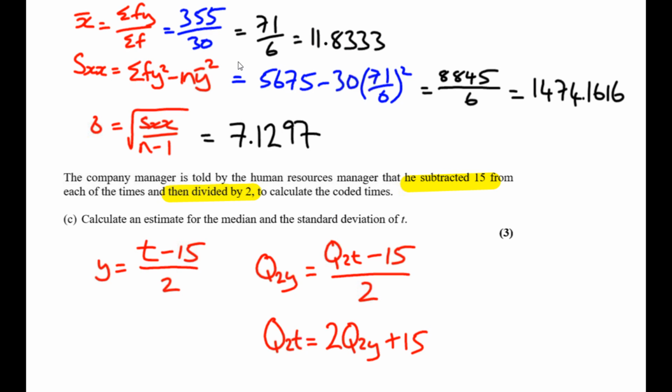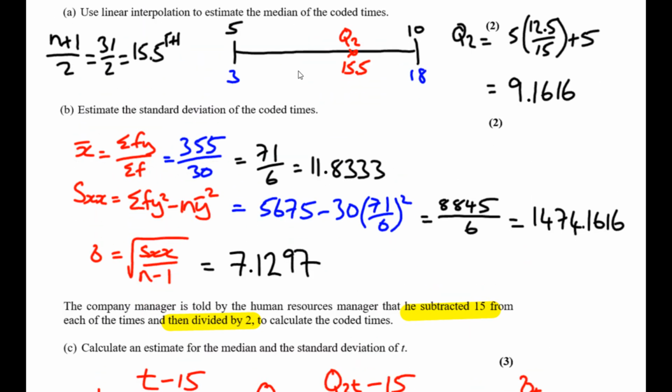How about for the standard deviation? Remembering standard deviation, addition and subtraction do not impact standard deviation. So the standard deviation for y is equal to the standard deviation for t divided by 2, and the rearrangement here lets me know that the standard deviation for t is going to equal 2 times the standard deviation for y. All right, just plugging in those values now should give us what we're looking for.